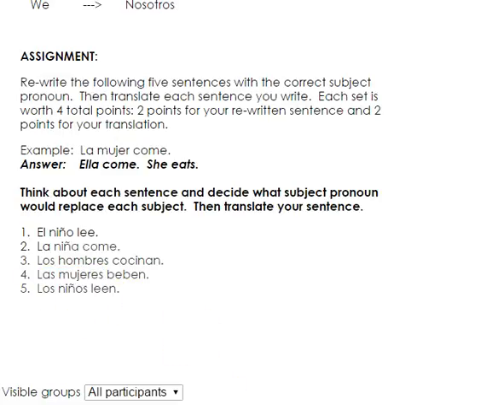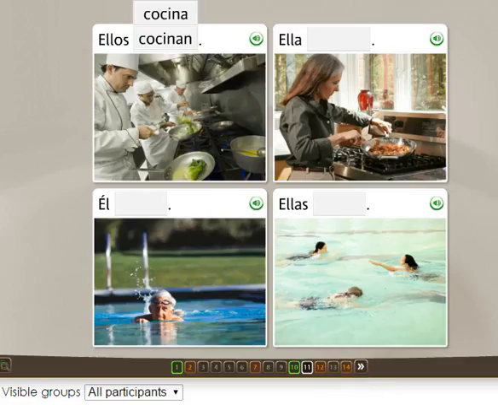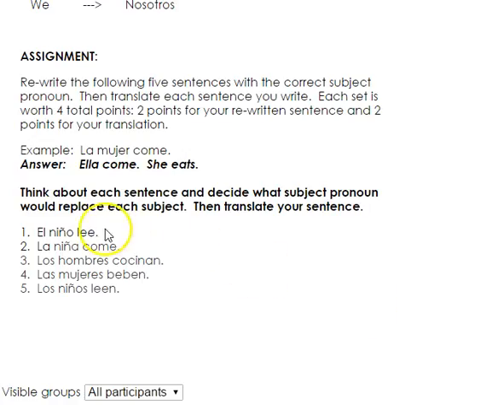This is the same concepts you have been reviewing again back in Rosetta Stone, but now with an understanding that these are subject pronouns, replacing a subject to give us a more natural sound when we speak in Spanish. Your 4 options in the assignment will be ellos, ellas, él, and ella. So think through these 5 sentences, rewrite them with the correct subject pronoun. You will earn 2 points for rewriting the sentence and 2 points for translating each sentence. This assignment is worth 20 total points. Good luck!